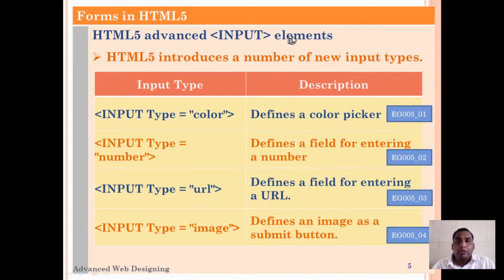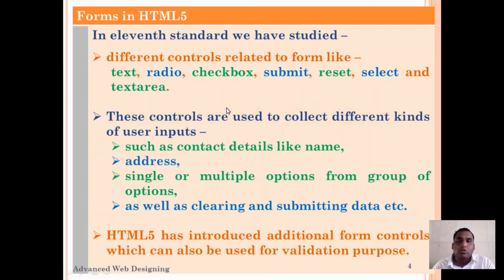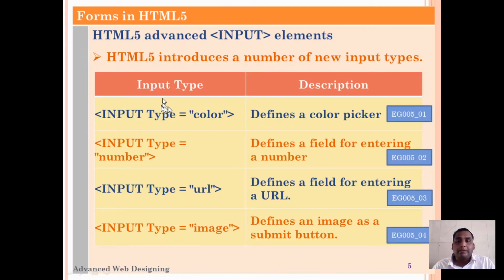HTML5 input elements: input type equals text, input type equals radio, input type equals checkbox. These are all what we learned in our previous year. Now we will be studying input type equals color, input type equals number, URL, image, and some more. Input type equals color, what does it mean? It means it is used to display the color picker. What is a color picker? Let me show you through an output.